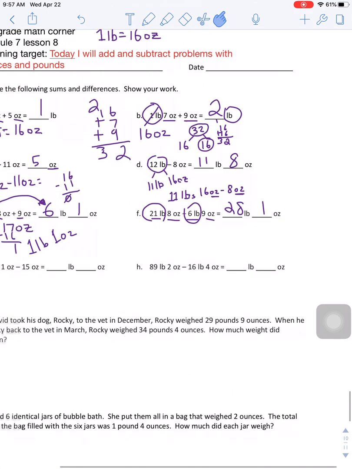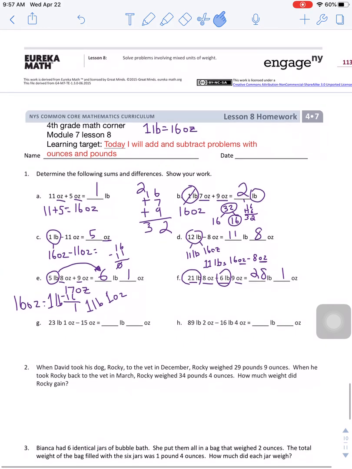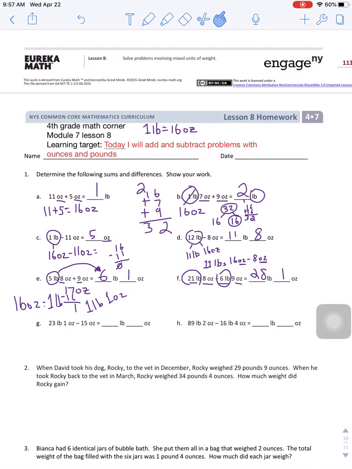All right. And that is how you add and subtract problems with ounces and pounds. If you need any further help, please reach out to your teacher or watch the video again. You can always pause and go back.